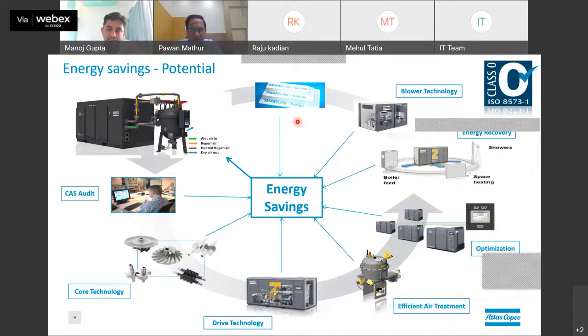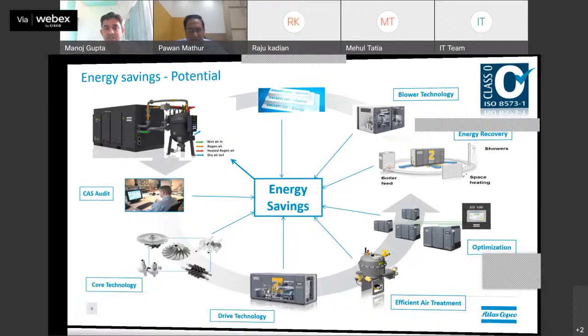You can get the license and you can get the report, a complete air audit report, showing how much energy you are getting, how much consumption you are doing. You can get all the graphs also. So basically it is a monitoring device. You can monitor your compressed air system, how efficient it is.